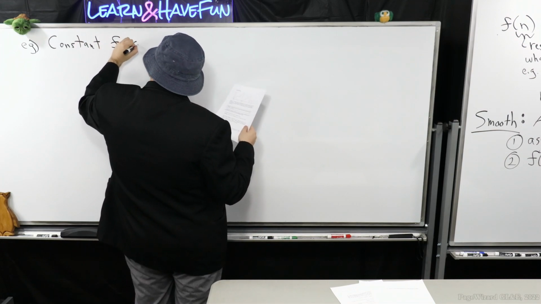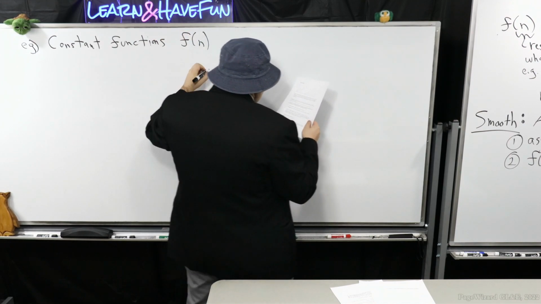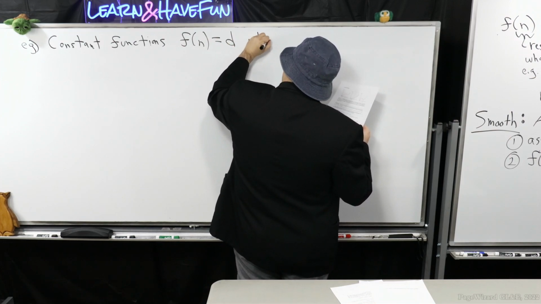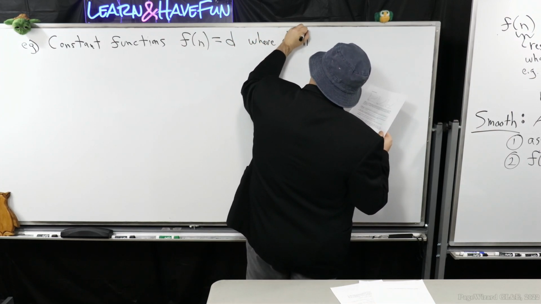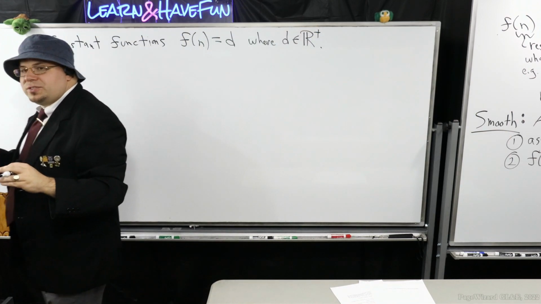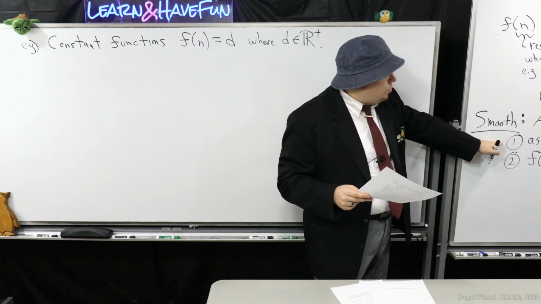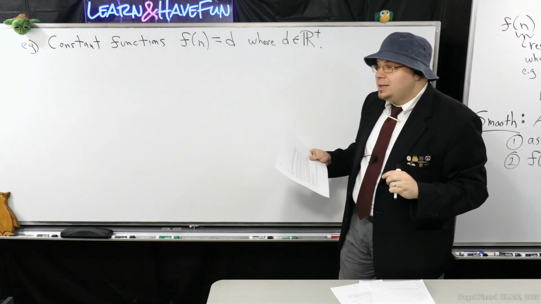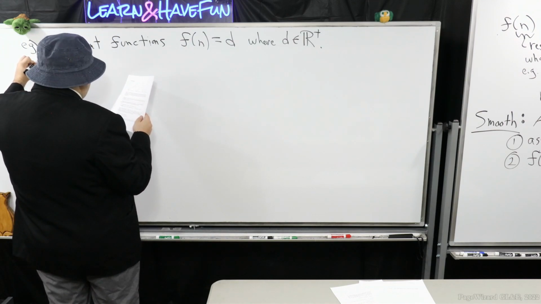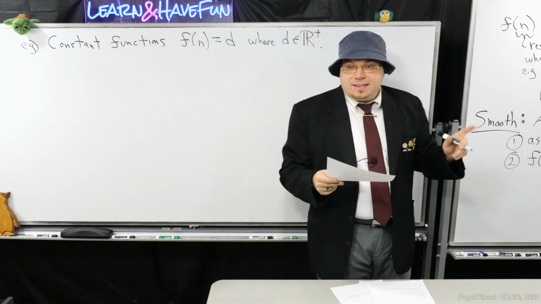So constant functions. Suppose I give you f of n equal to d, where d is just some positive integer constant. We already talked about how these are asymptotically non-decreasing, so I'm not going to focus on condition 1. Instead, I'm going to focus on condition 2. I'm going to walk you through the process of proving the second condition using the definition of big O.